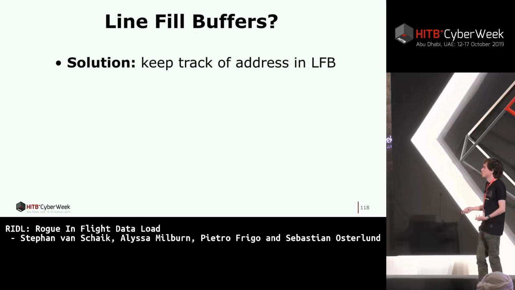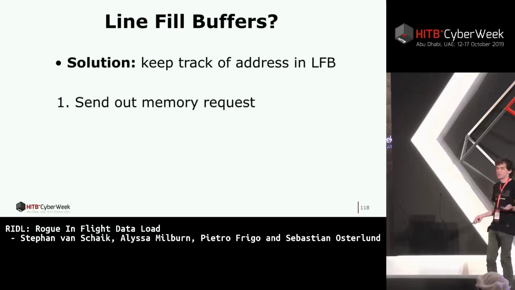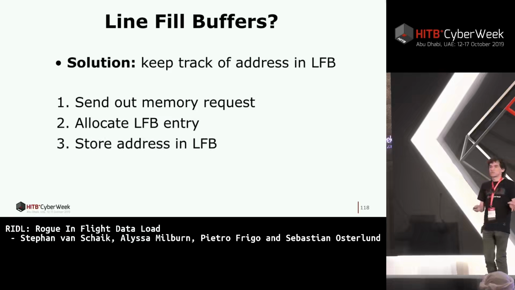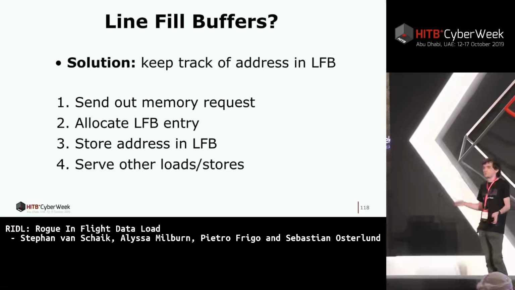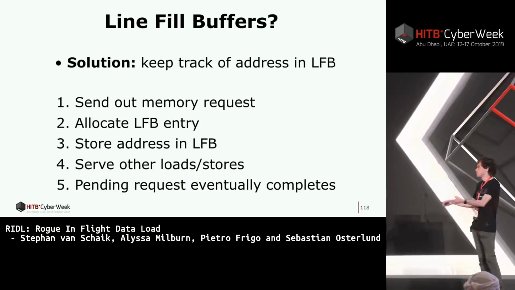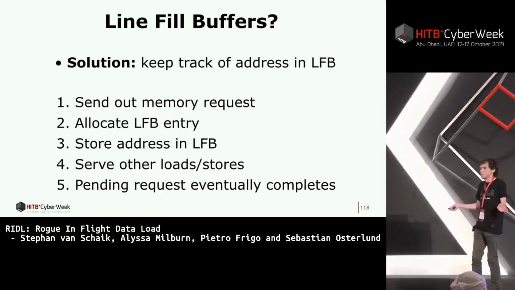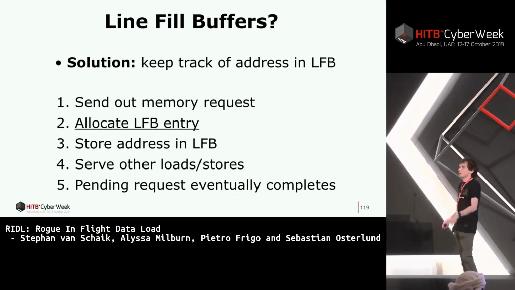So what did these people think of? Well, we can just introduce a buffer called the line fill buffer, and we keep track of the addresses there. You send out a memory request, you allocate a line fill buffer entry, and then you store the address in the line fill buffer entry. In the meanwhile, you just serve other loads, other stores, other instructions while you wait for the memory to tell you, here's your data. And at some point, the memory controller tells you, okay, your data is here. You can now deallocate the line fill buffer entry and complete the load or store. And where it goes wrong is really the allocate LFB entry part.